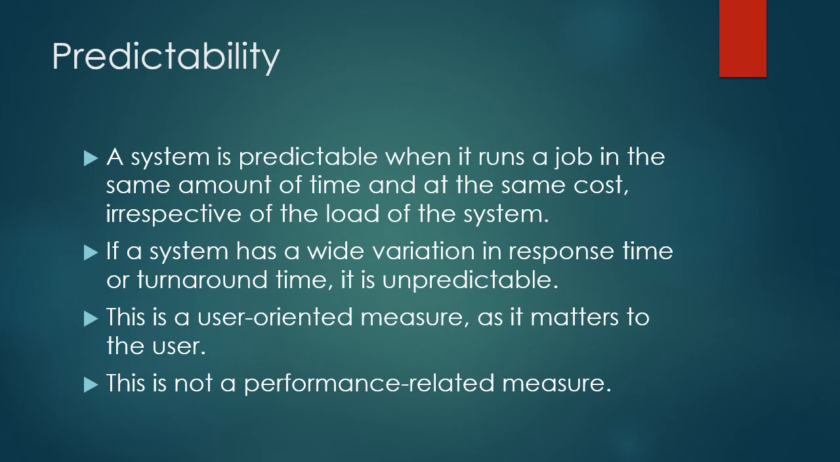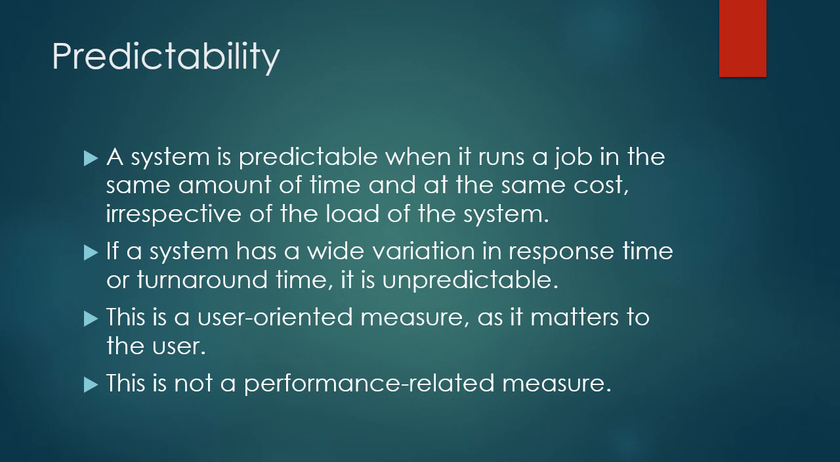If a system has a wide variation in response time or turnaround time, it is unpredictable. Consider a restaurant. If you go when there are very few customers, you are served your order in 15 minutes. But if you show up when the restaurant is packed with people, it takes an hour to catch the first glimpse of your ordered food. This restaurant is unpredictable. Eat somewhere else, or even better, eat at home. Stay safe. A good system is predictable. That is, no matter what the workload, the system takes the same delay to serve a customer. This is a user oriented measure as it matters to the user.